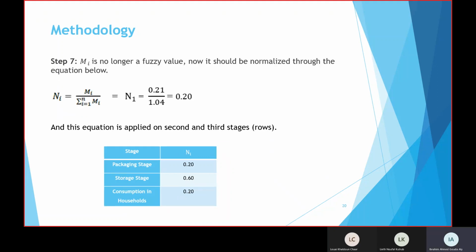And finally, in step 7, now the M, which is the mean, is no longer a fuzzy value, but it needs to be normalized through the equation below. We divide each mean by the total summation of the means. Now we can use this final output to rank the stages and their factors. Of course, this process was applied to compare the factors within every stage as well. What we showed was just an example.